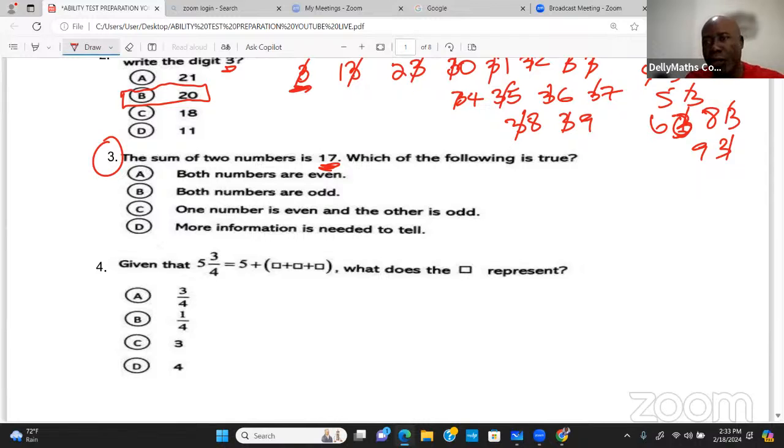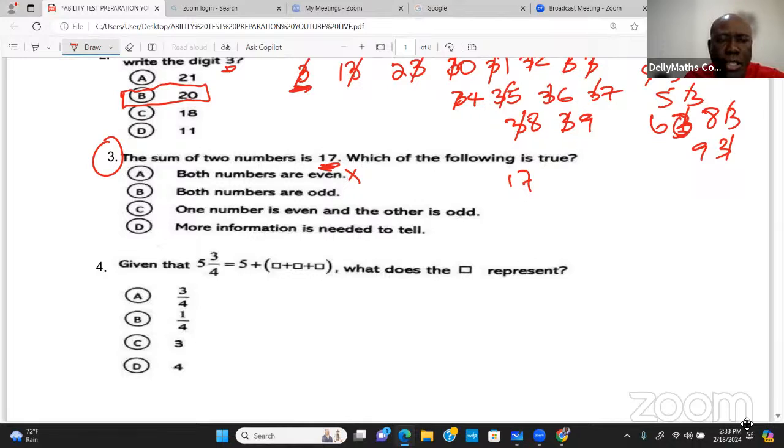If the sum of two numbers comes to 17, which one of these statements could be true? Let us go through them quickly. Both numbers are even. To get a 7, if we add any two even numbers, we're not going to get a 7. All right. So this one is off. Any two even numbers will not give a 7, right?